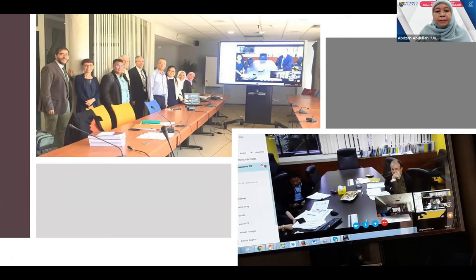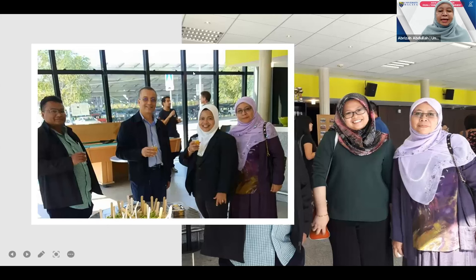The last photo here: in the end, the Timbalan Dekan Ijazah Tinggi is there, the supervisor, the internal examiner, the chairperson, and also the AR. I believe after that, engineering has more PhD students coming from this university in France. We are going to have Prof. Khalijah later on talking more about this, definitely.